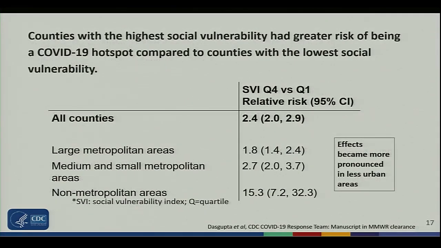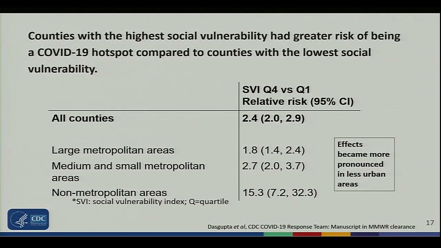This study showed that the probability of becoming a COVID-19 hotspot was 2.4 times as high among counties with the highest social vulnerability compared with counties with the lowest social vulnerability. This effect became even more pronounced in less urban areas. For example, in non-metropolitan areas, the probability of becoming a COVID-19 hotspot was more than 15 times as high among areas with the highest social vulnerability.